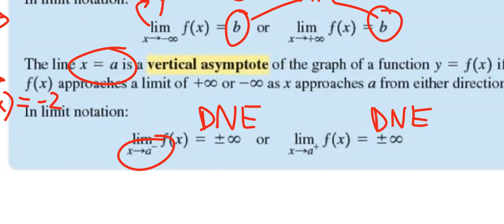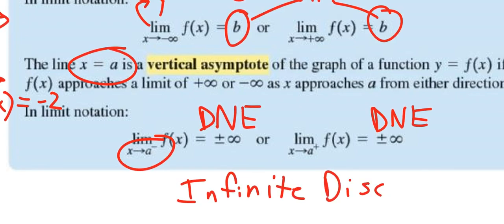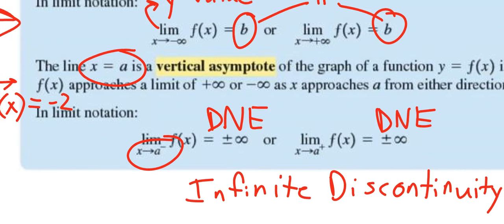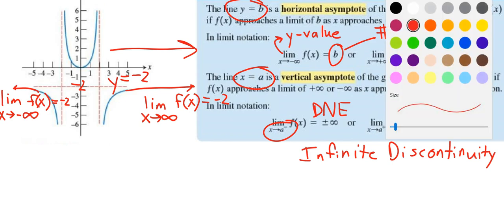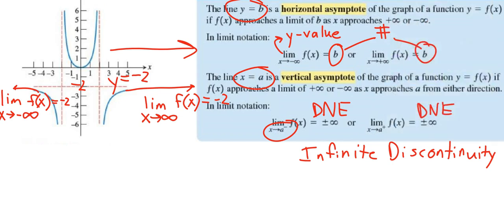Those situations, that's that infinite discontinuity we talked about when we were discussing domain issues. Those are creating the vertical asymptotes. So if you look at this picture, do you see any infinite discontinuities in the graph? Please, oh please, oh please tell me you see them. Can you name any of them?